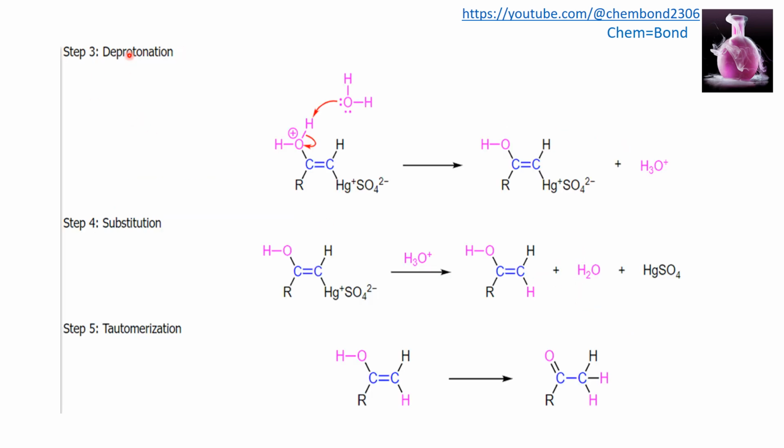Third step is the deprotonation step, which means the removal of a proton. A water molecule will remove the proton from the already attached water molecule in order to stabilize the positive charge on the oxygen. As a result, the hydronium ion will be produced.